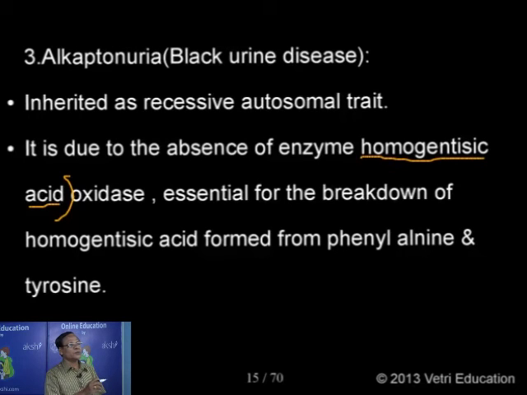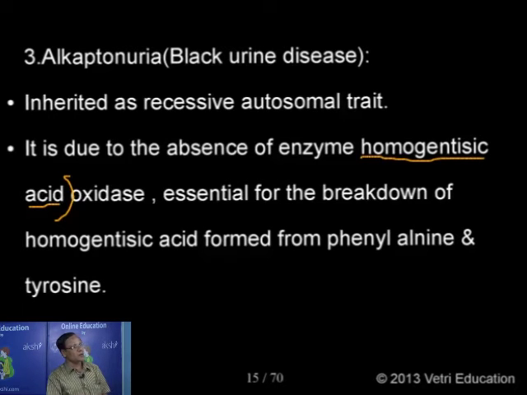When the enzyme is present, the normal pathway takes place properly. When the particular enzyme is absent, what will happen? There is no conversion of homogentisic acid into maleylacetoacetic acid. So what will happen? This acid accumulates in the blood.